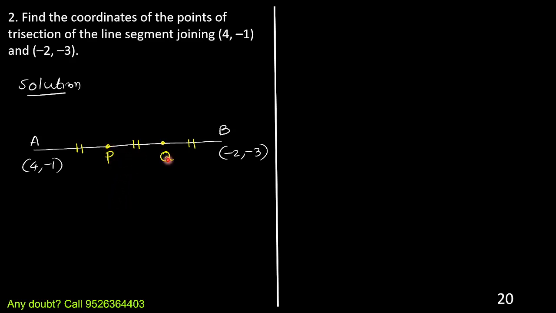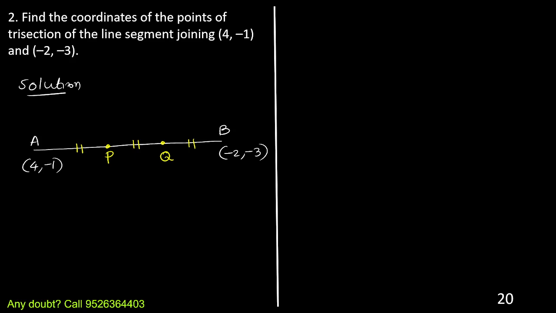The points P and Q are called the points of trisection. So the coordinates of P and Q we have to find out. Clear? Initially I want to find the coordinates of P. Then later I will find out the coordinates of Q. Is that okay?